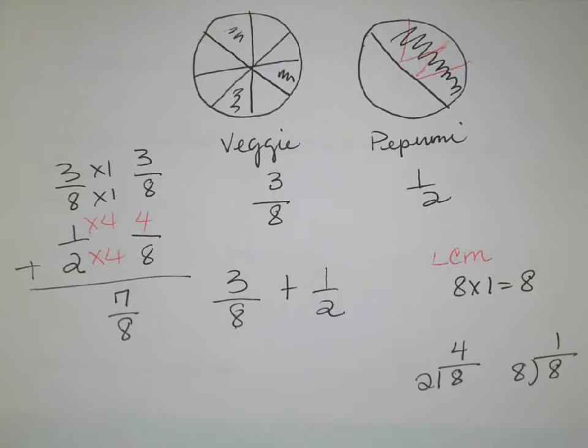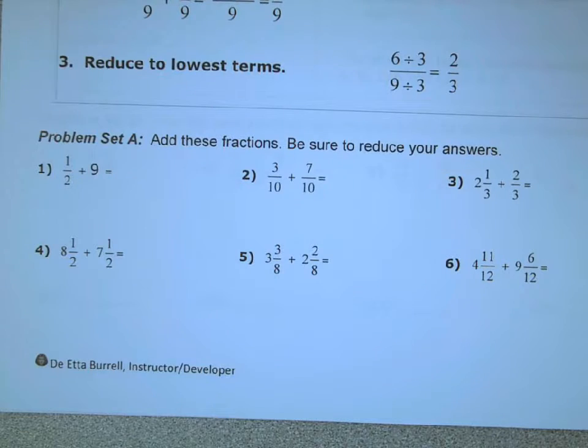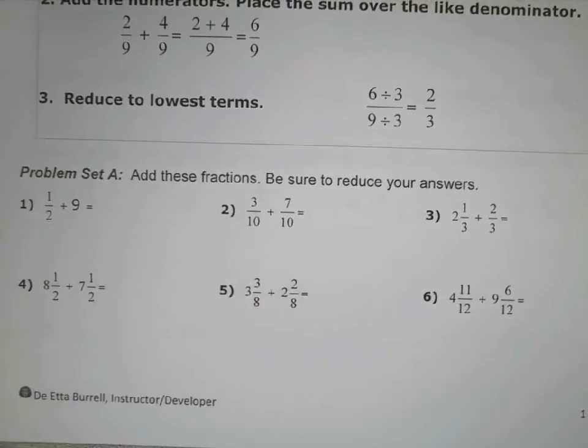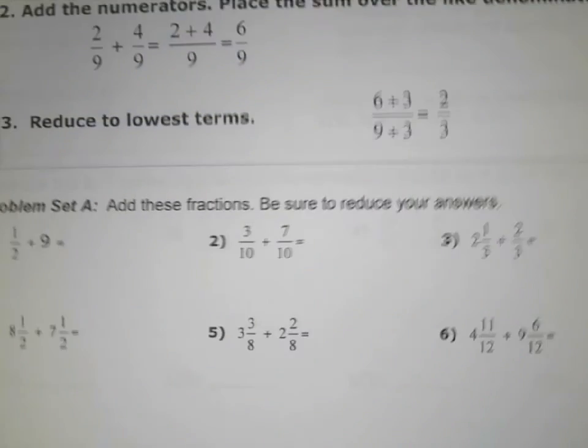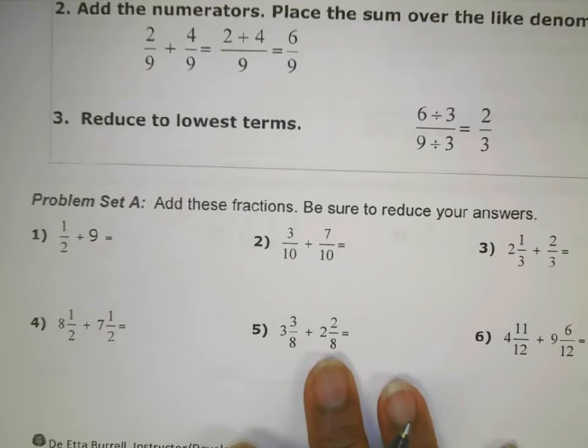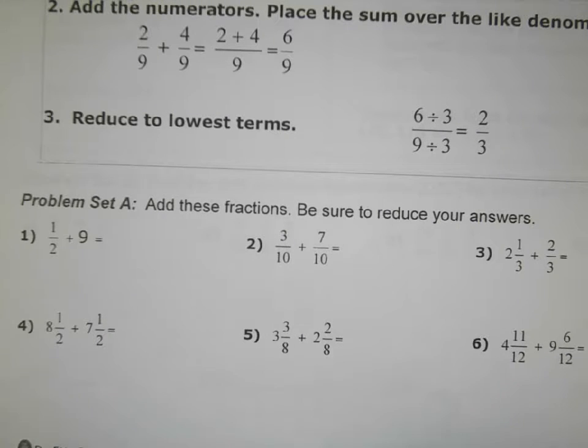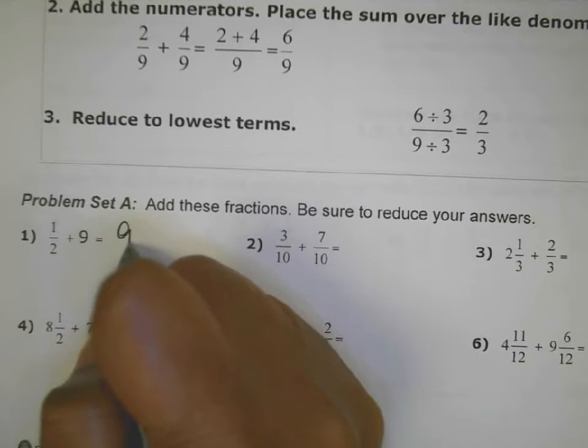Okay, so let's do a couple of problems. On page 1, the first problem is so easy because I have a whole number and a fraction. So when I add those together, it's just going to be the whole number and the fraction.